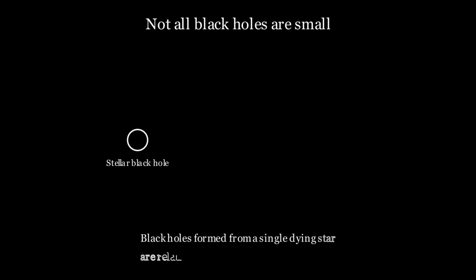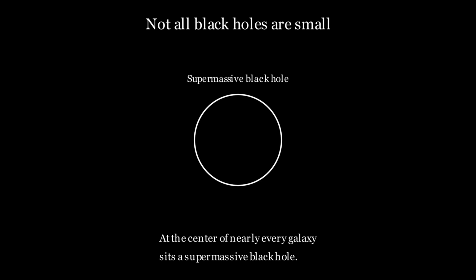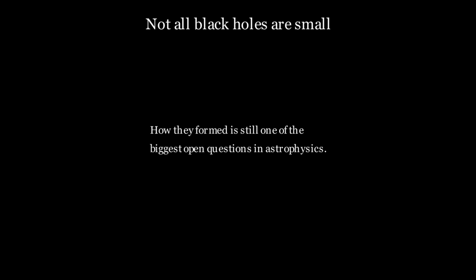The black holes formed from a single dying star are relatively small, just a few times the mass of our Sun. But at the center of nearly every galaxy, including our own Milky Way, sits a supermassive black hole, millions or even billions of times more massive. How these enormous black holes actually formed is still one of the biggest open questions in astrophysics today.